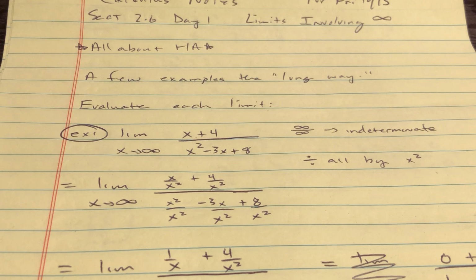So here are a few examples of the long way. Then I'm going to show you how you can answer these questions in your second homework set. Evaluate each limit. So we have the limit as x goes to infinity of (x + 4) over (x squared - 3x + 8). So we learned a few weeks ago that 0 over 0 is indeterminate. Well, infinity over infinity is also indeterminate.